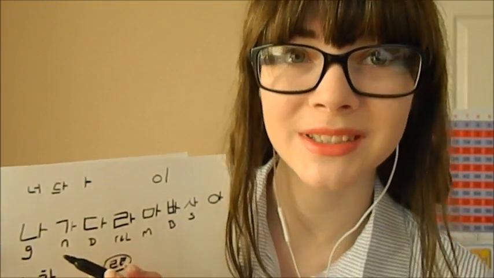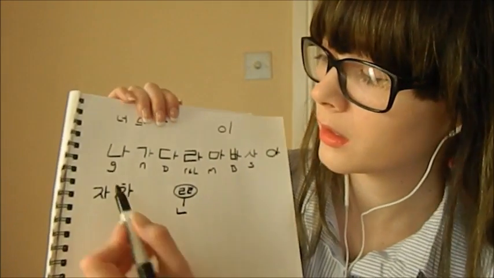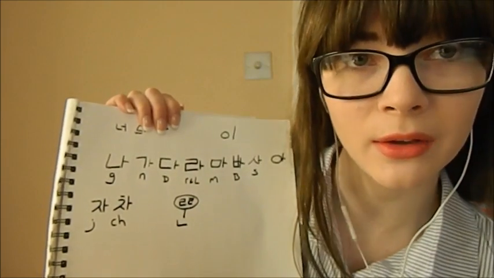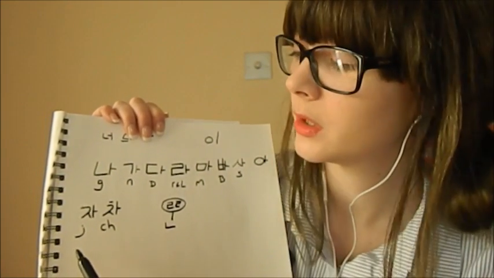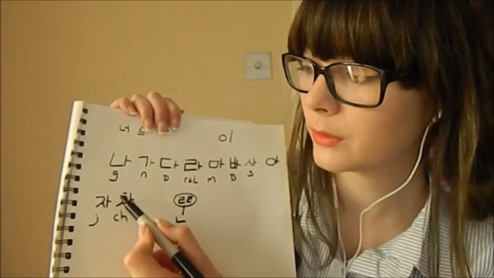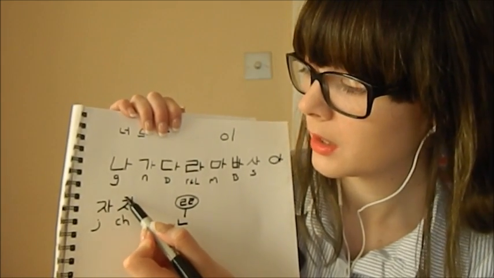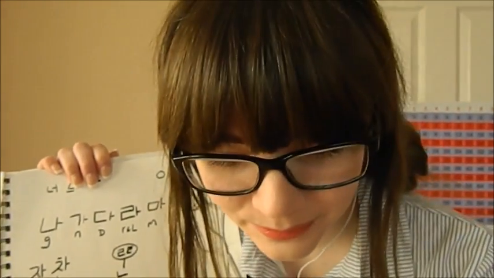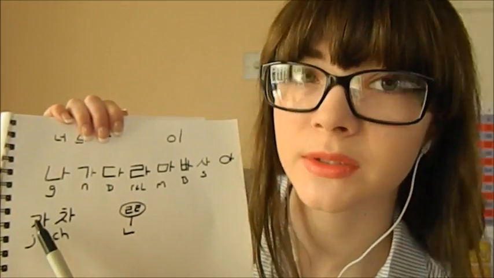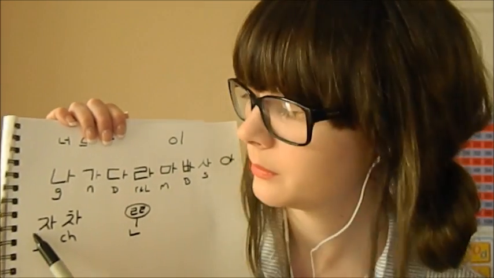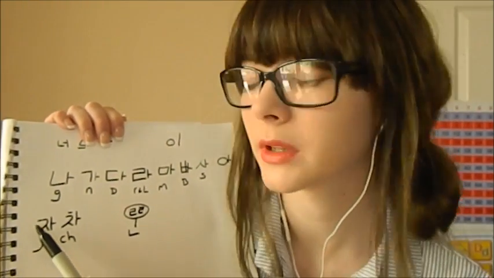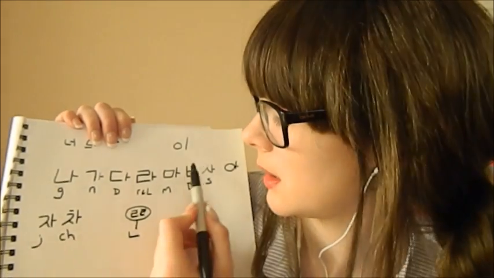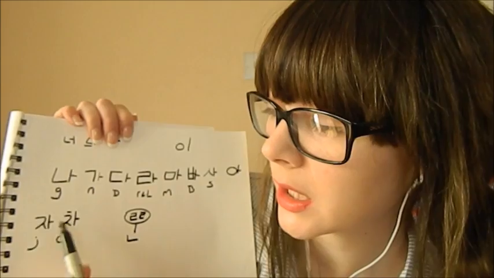I'll also show these together because this is a J sound and this makes a ch sound, but they are very similar and they look very similar. The only difference is this little guy here gets a little line on top of his head. It's like a little hat. So, very soft. Cha, cha. Ja, cha.